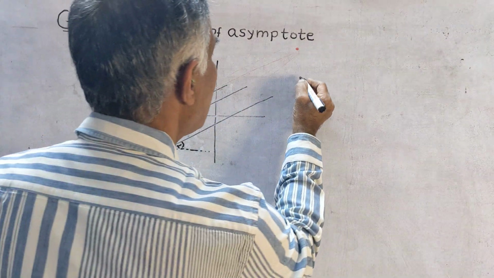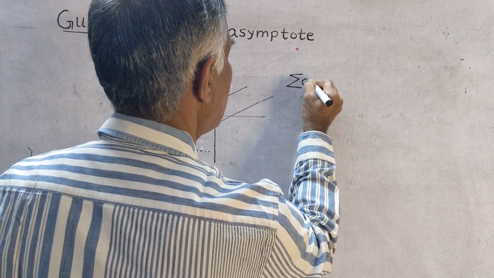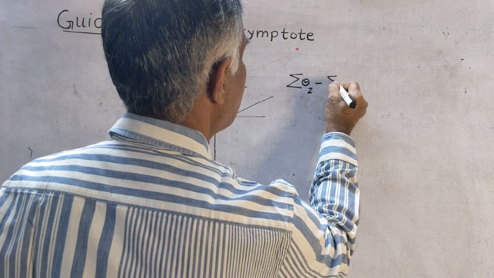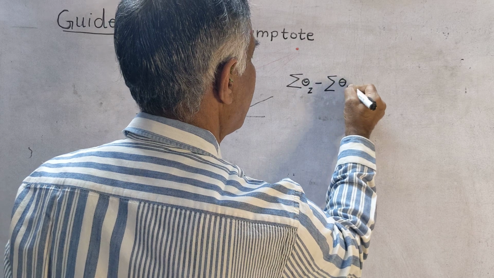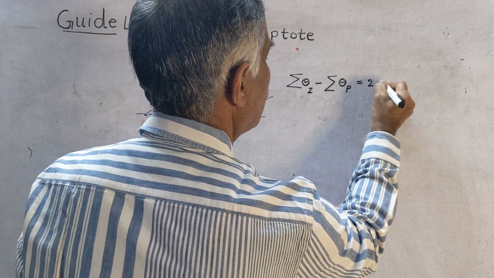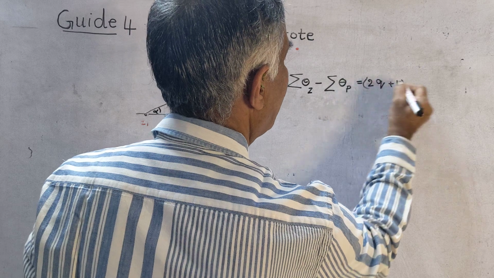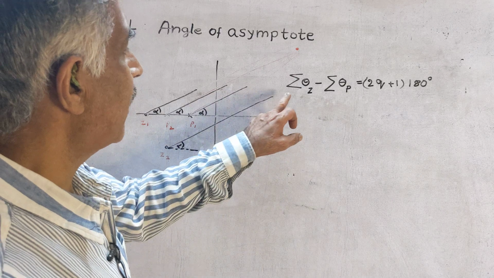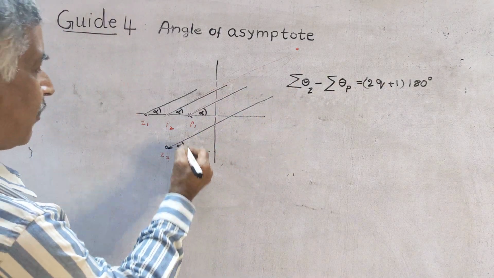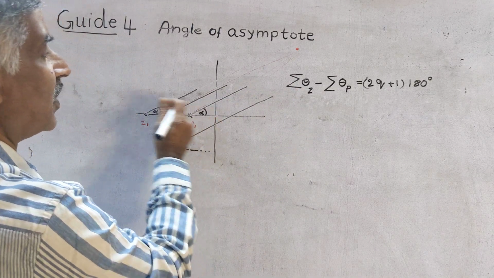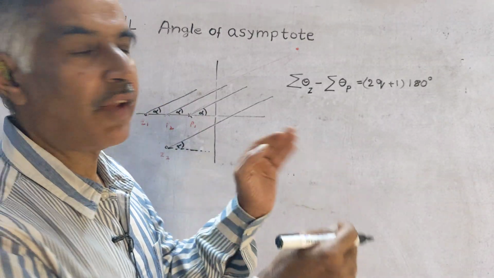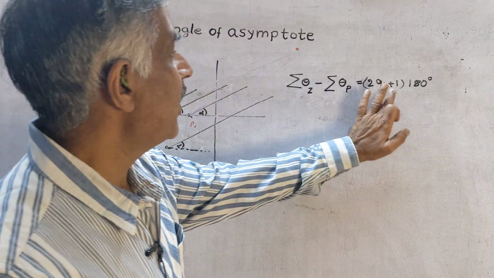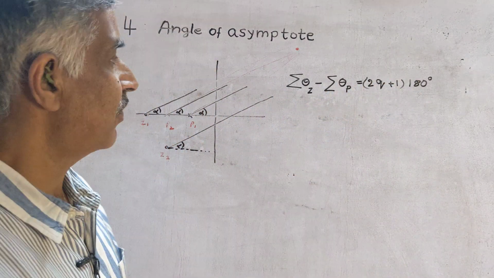Angle criterion. Angle criterion is summation theta z minus summation theta p is equal to 2q plus 1 times 180 degrees. This is what is called the angle criterion. So the summation of these angles, for zeros we have to take with plus sign, and for the poles we have to take with minus sign. It has to be equal to 2q plus 1 times 180 degrees.